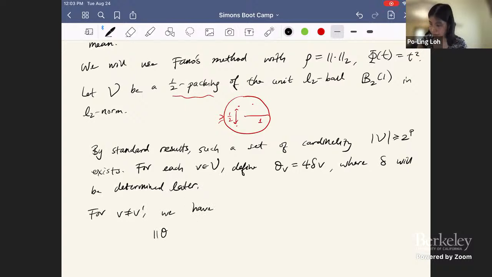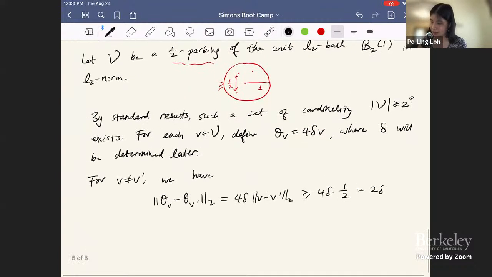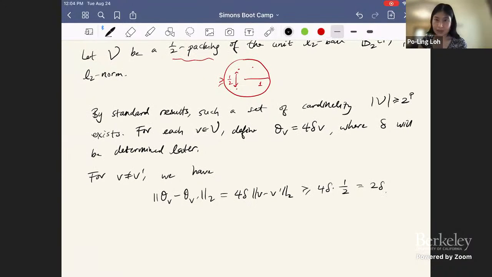So we're looking at these parameters, and we want these parameters to be at least 2 delta apart. So remember that our metric was the L2 metric, so now we're looking at separation in terms of L2 norm. And this is exactly equal to 4 delta times ||v minus v prime||. And this is then going to be at least 4 delta times 1/2, since this is a 1/2 packing. Okay, good. So we scaled everything correctly, and we have 2 delta separation.